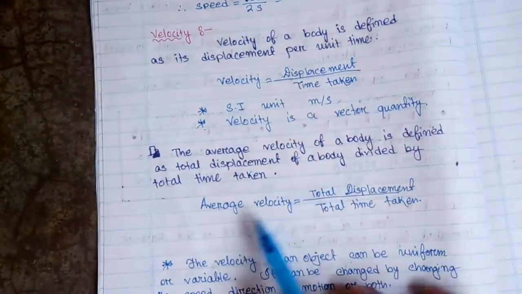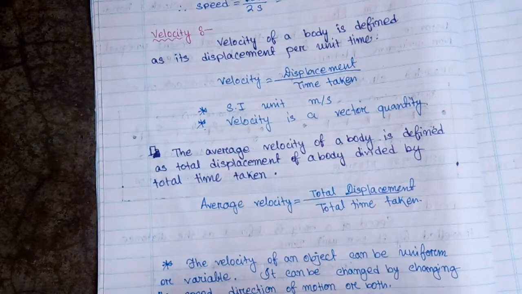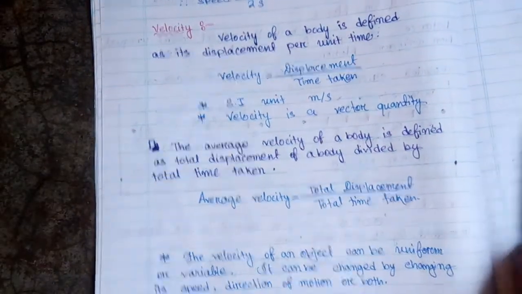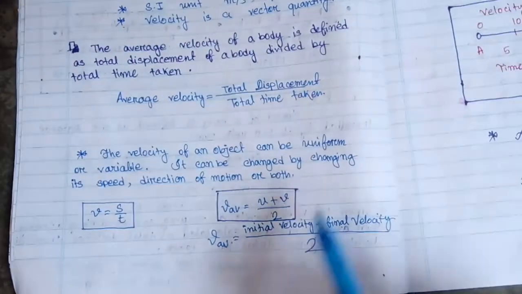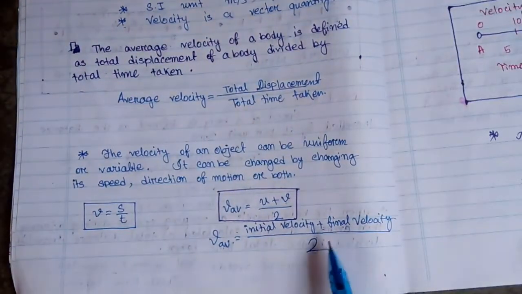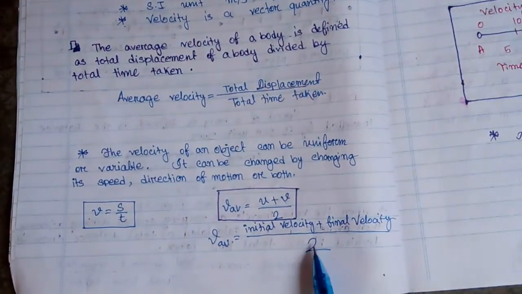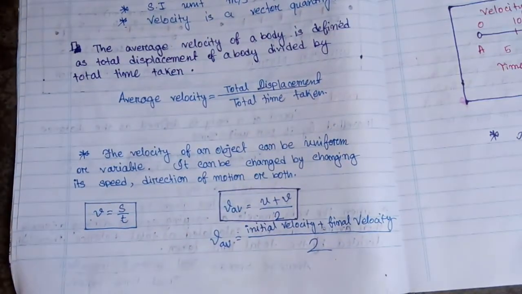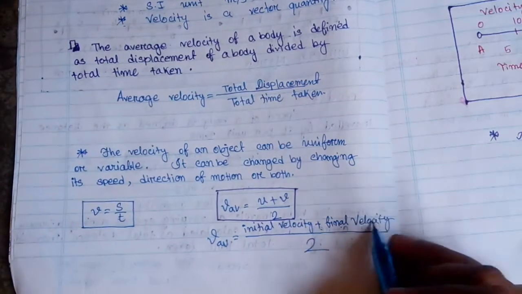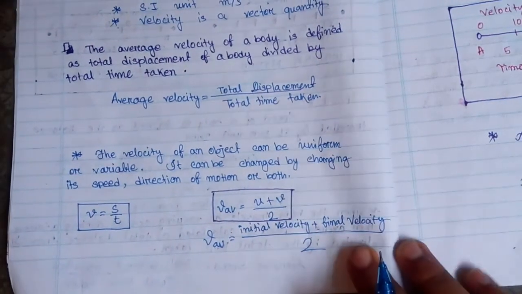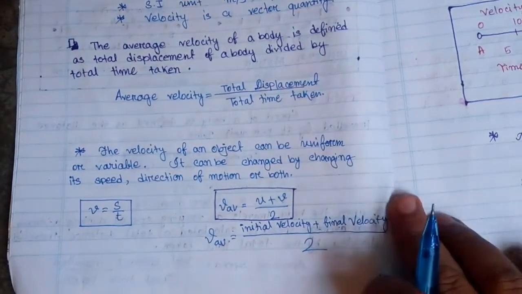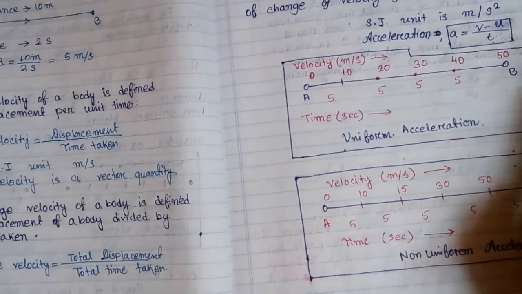Now what will be the average velocity? Average velocity is the total displacement by total time, or you can say the initial velocity plus final velocity divided by 2. Initial velocity means when you start your journey, what your velocity was, and then the final velocity. The total of that divided by 2 is the average velocity.